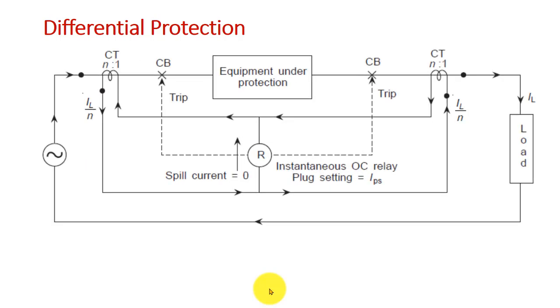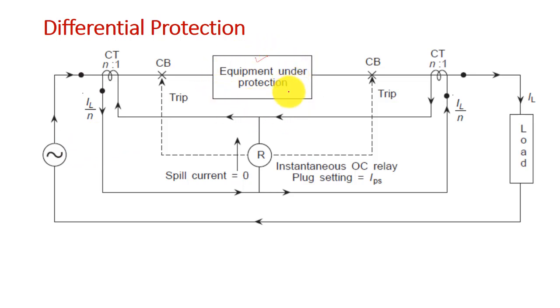So, this is the basic block diagram of a differential protection scheme. Suppose we want to protect an equipment. How will we protect it? Just by putting two CTs across the equipment, at both ends, and putting an overcurrent relay here. In the connection scheme, here is the load, here is the source, and here is the equipment we want to protect, like a transformer or bus bar.